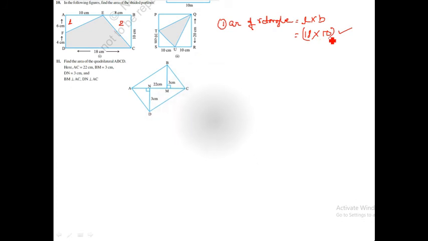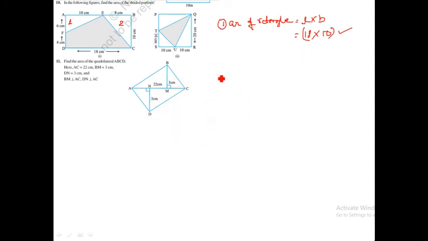Now in this figure, this big figure is a square, and in this square we have two small triangles, and these are right angle triangles because this is a square. Now first, area of this rectangle, this one is a rectangle, area of this rectangle is length into breadth. The length is given as 18 and breadth is given as 10. Let the value remain as 18 into 10.